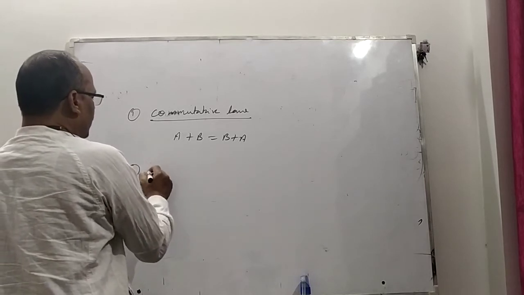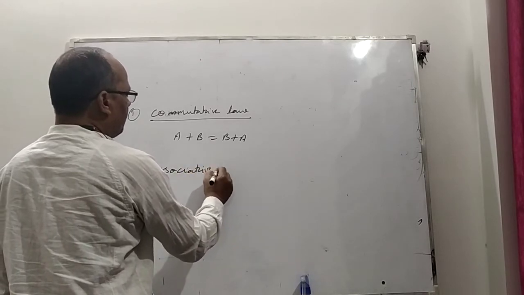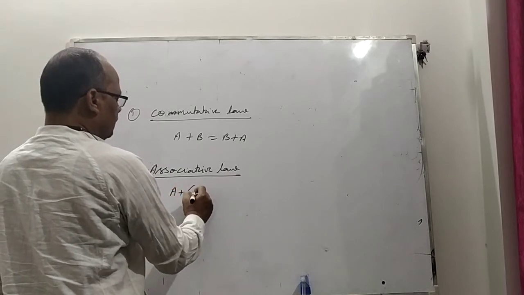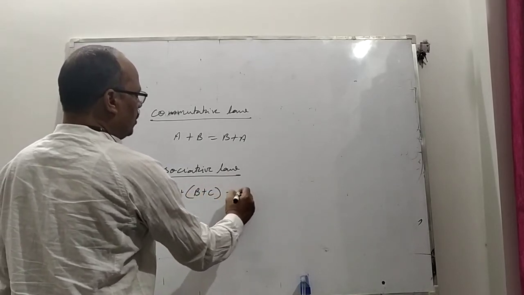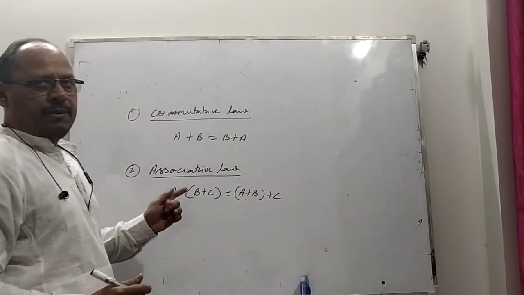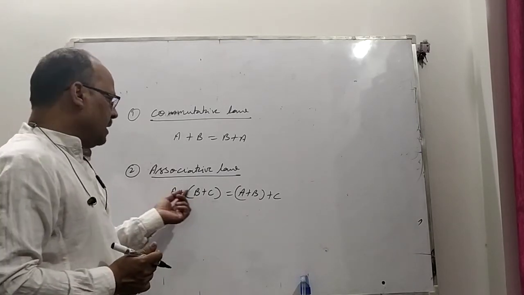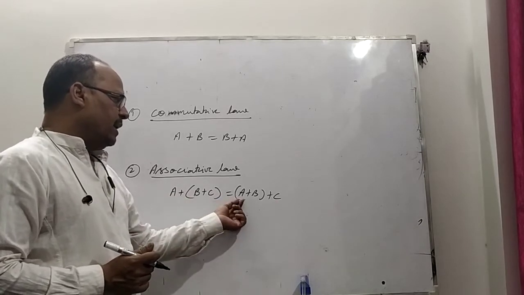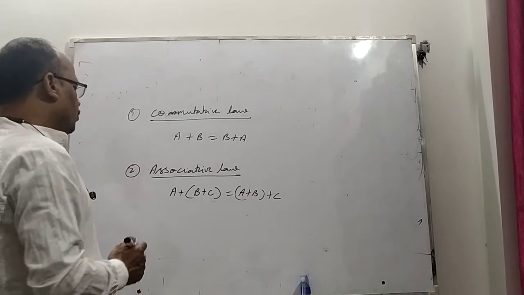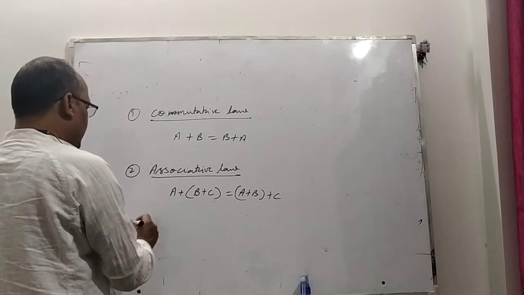Second, associative law. A plus B plus C, grouped either way, is equal: A plus (B plus C) equals (A plus B) plus C. Here the order of A, B, C will be the same. On one side, first we operate B and C, then it is operated with A. On the other side, A and B are operated first, then the result is operated with C. What will be the result? Both sides' results will be the same, so it follows the associative property.